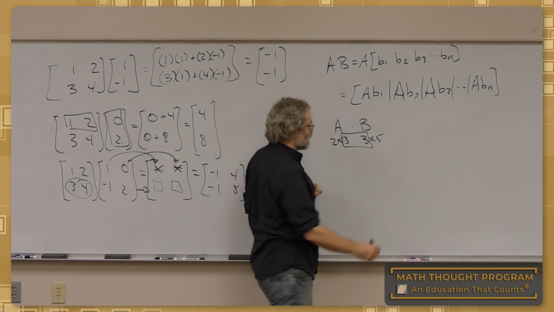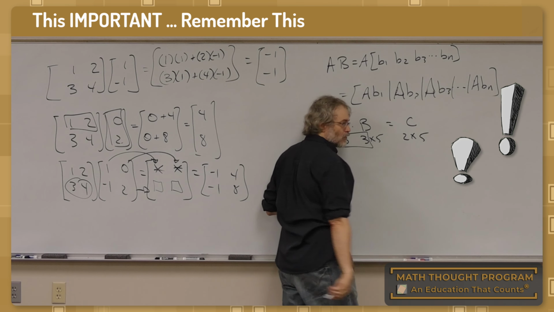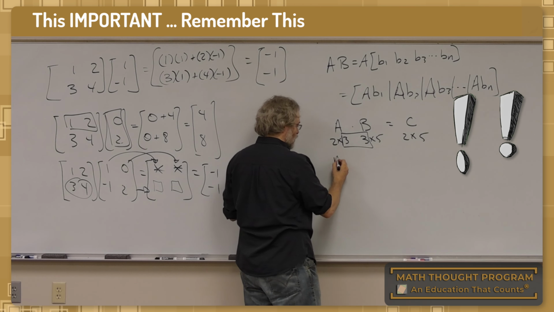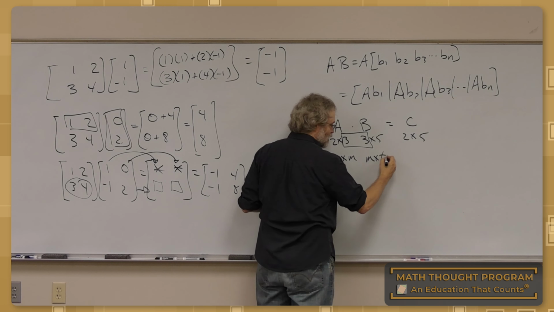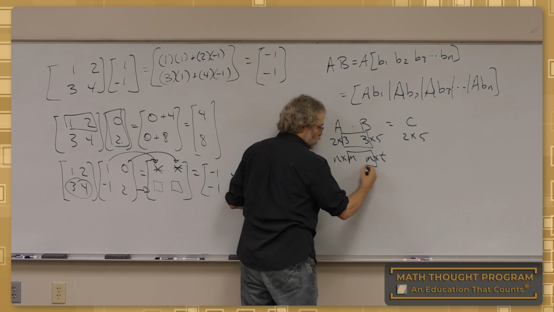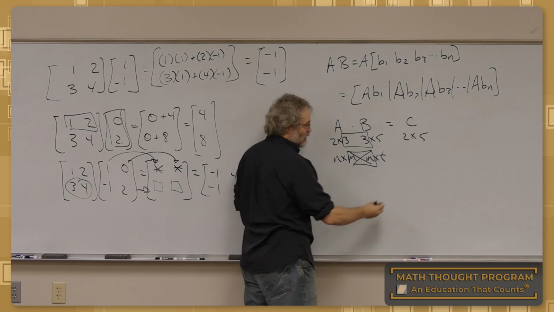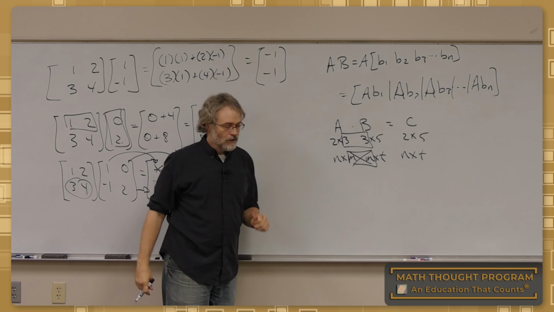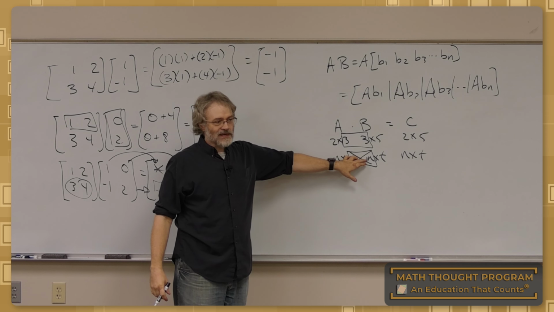The matrix you'll get out of it, matrix C, is going to be a 2 by 5. Or in more general form, if you have an n by m and an m by, I don't know, t, the matrix size is going to be n by t. If these are not the same, you can't work it.